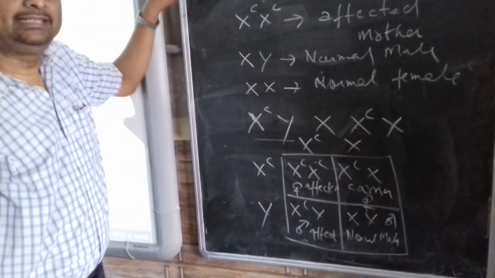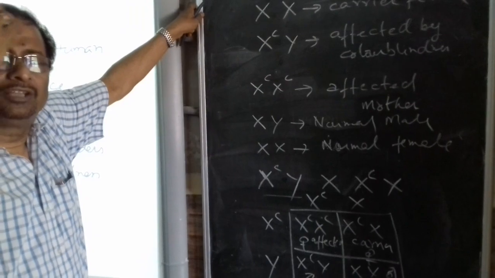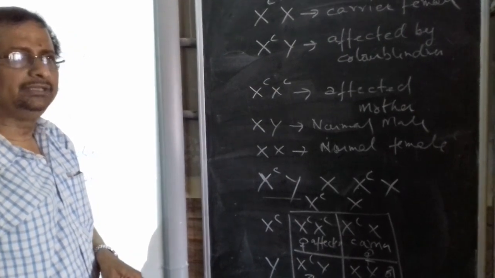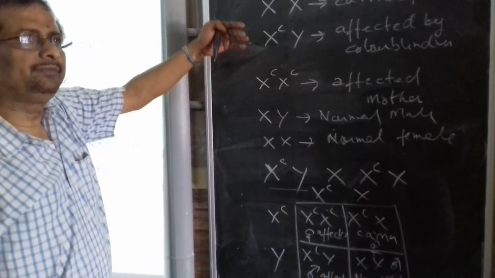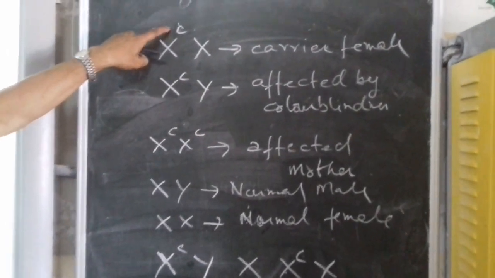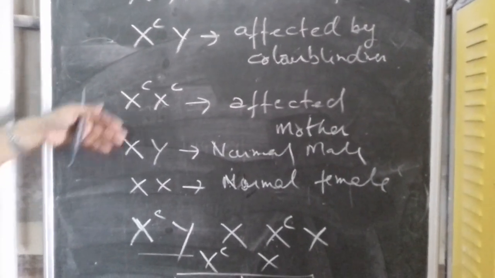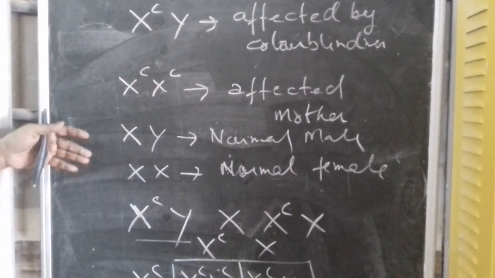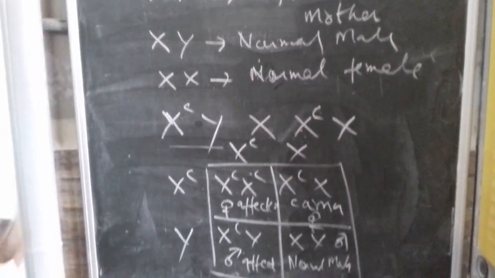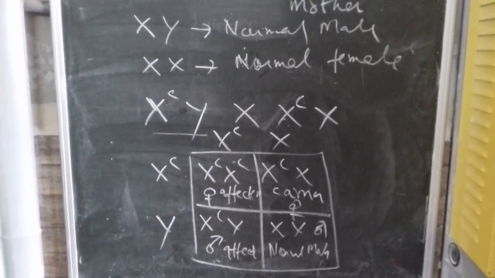Now these are the possibilities. Like this you can find out all the possibilities of the male affected and the female affected in the colorblind gene. Same thing can be done in case of hemophilia. So hemophilia is also a recessive gene which is carried on the X chromosome, and you can find out all the possibilities of crosses between a normal father and a colorblind mother, or carrier mother and normal father, or affected mother and a normal father. So all the possibilities can be found by making this type of crosses.